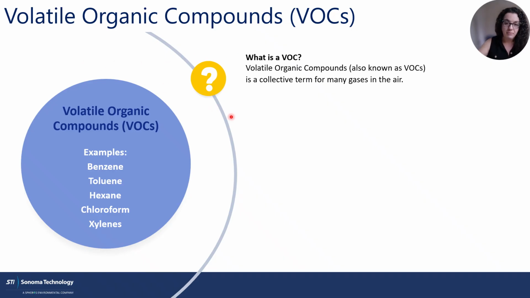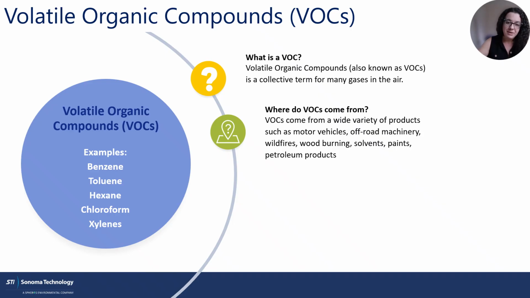It's a collective term that's used for many gases in the air. Over here in the blue circle, I have some examples of gases that you may have heard of: benzene, toluene, hexane, chloroform. There's a really long list of all of these, but these are just a few that you may have heard of in the past. And where do these come from? These come from a wide variety of products and sources. They could include things like motor vehicles. When you drive, the exhaust that's coming out of the tailpipe of the car is not just particles, it's got gases in it too.